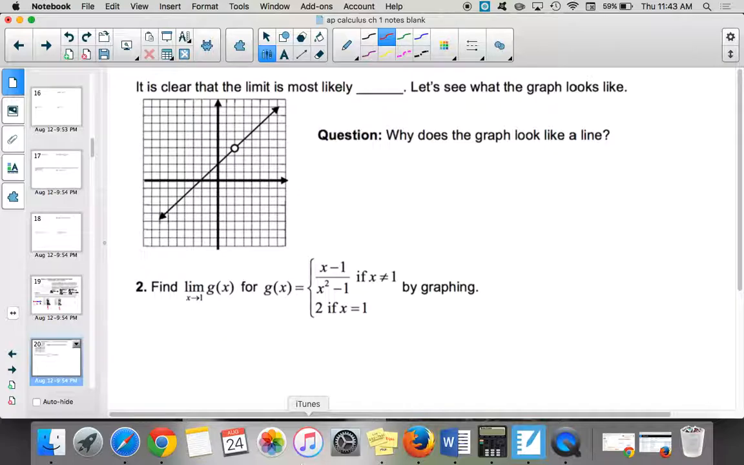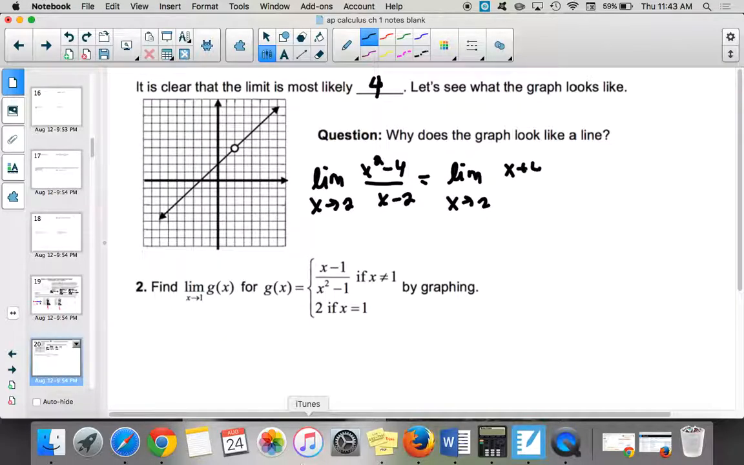So it says it's clear that the limit is most likely 4. So why is that? We were finding the limit as x went to 2 for x squared minus 4 over x minus 2. What do you notice about it? Yeah, Nick? You can simplify that, right? Can't we break that down? I still write limit each time.